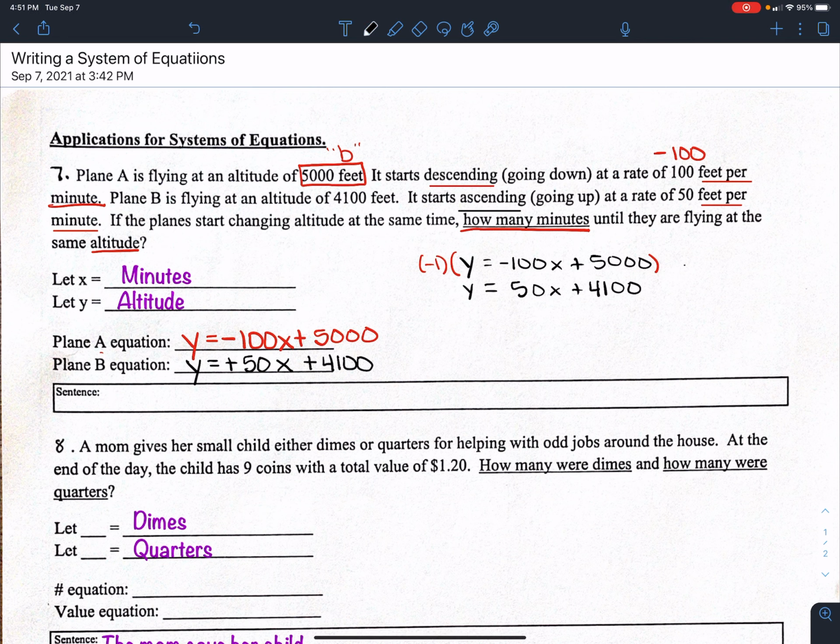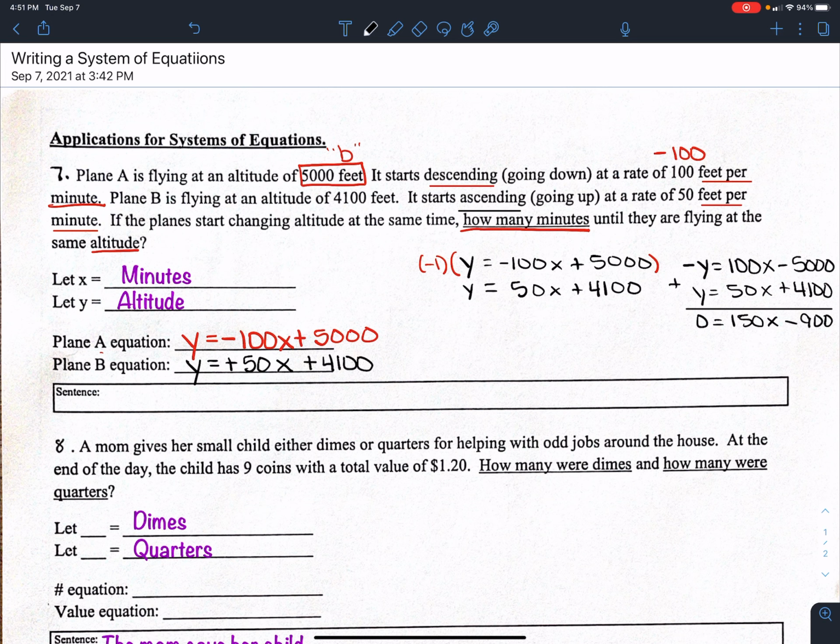So that's going to give me negative y is equal to 100x minus 5,000. My second equation is y equals 50x plus 4,100. Now, add those two together. So we get 0 equals 150x minus 900.